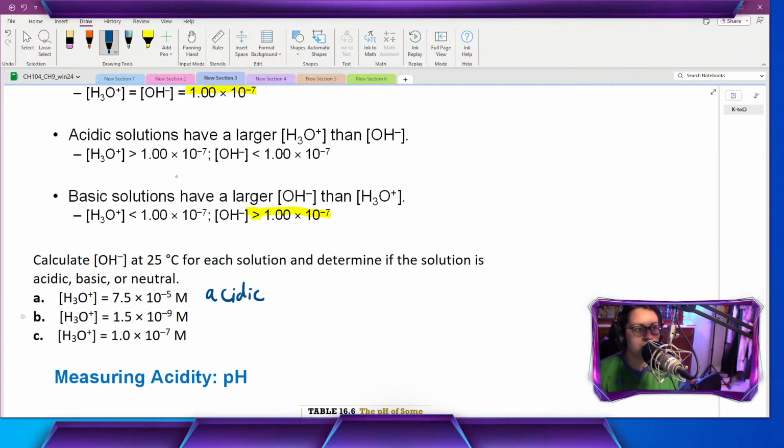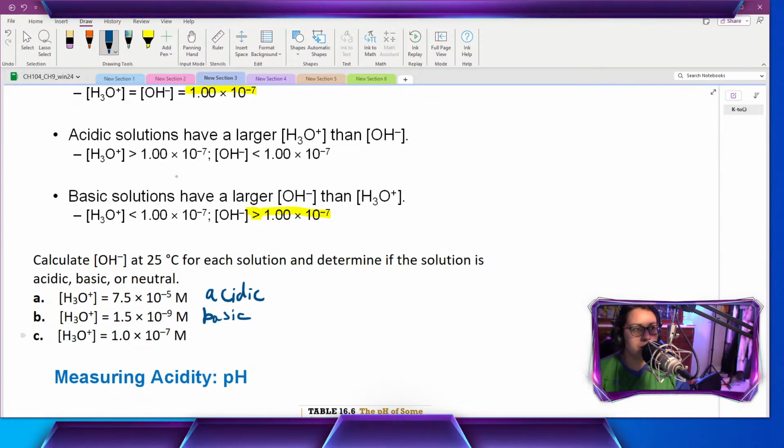Now B, 1.5 times 10 to the negative 9th molarity. So negative 9, and we're looking at hydronium again. That is smaller than negative 7, so that should be basic.